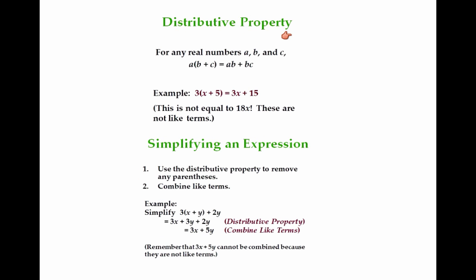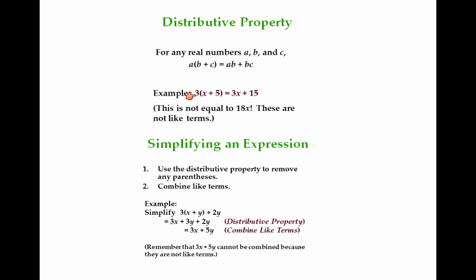Distributive property. For any real numbers A, B, and C, we have A, open parentheses, B plus C, close the parentheses. You can write this as AB plus AC. You can distribute that. So this would be an example.